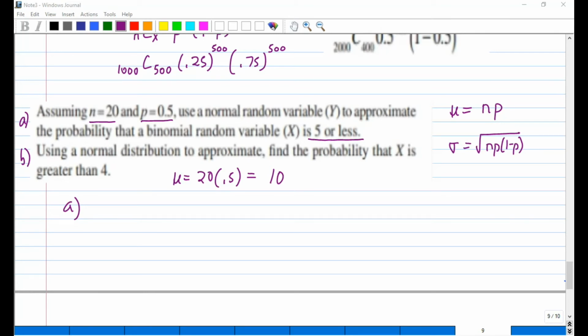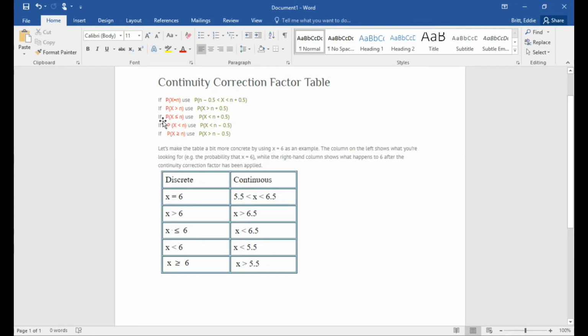All right. So now, if we want to do 5 or less, let's look back over at our chart. 5 or less means less than or equal to, right? 5 or less means less than or equal to. So for a less than or equal to problem, it says we want to find the probability that x is less than n plus 0.5.